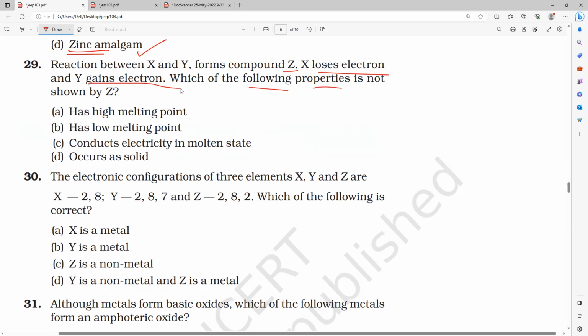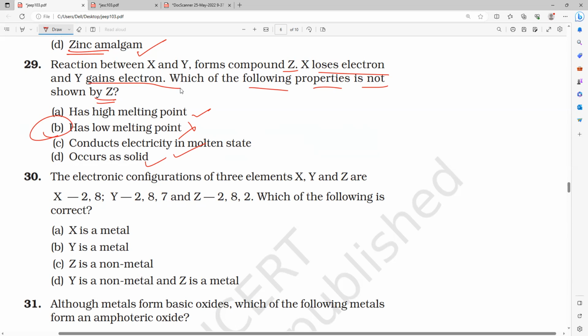Now, which of the following properties is not shown by Z? So you have to remember the ionic compound properties. High melting point, low melting point, conducts electricity in molten state. Everything is correct. So this is the answer, option B. Am I right? They have high melting point. Yes or no? That's what it is.